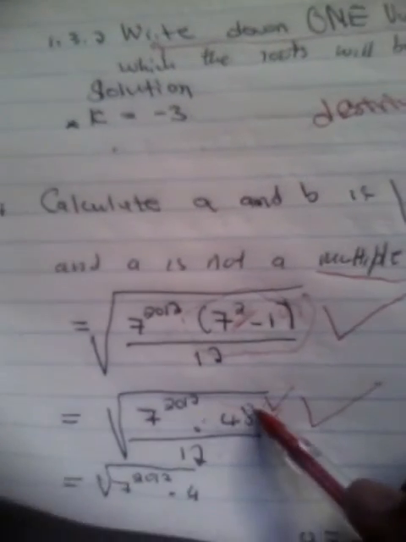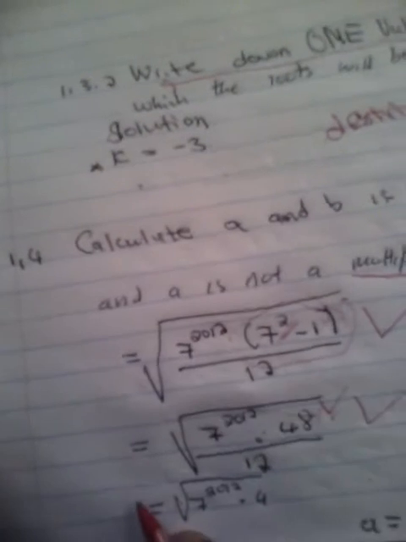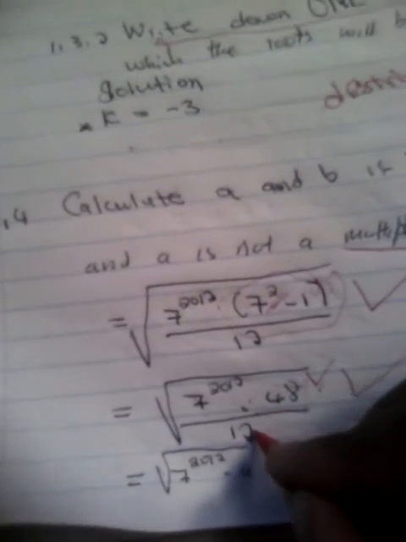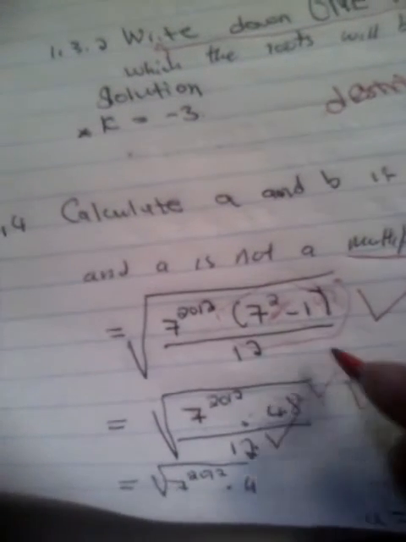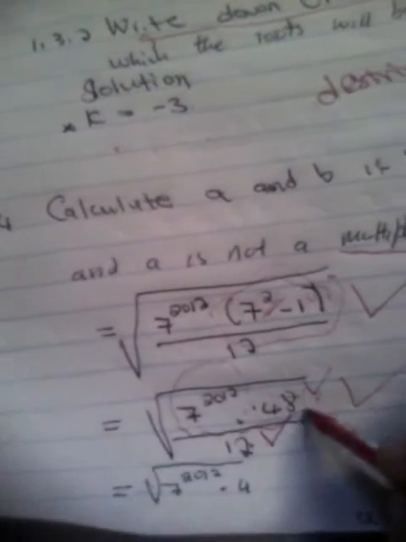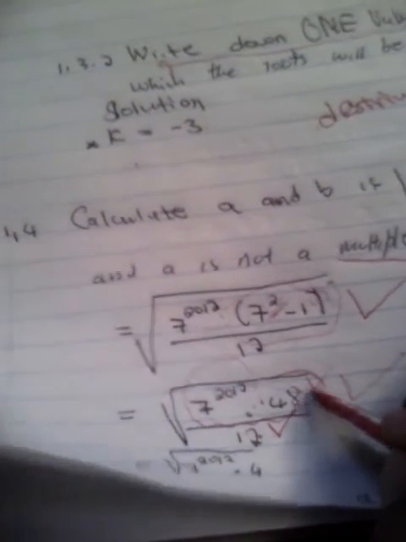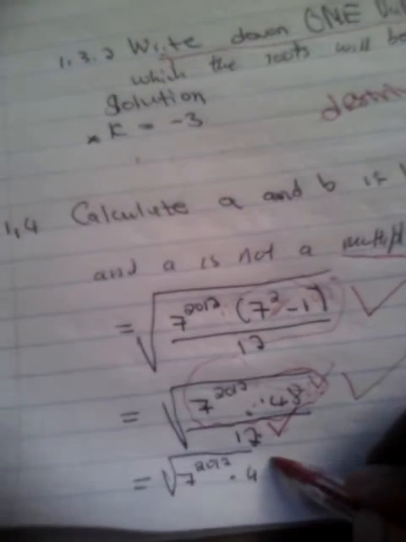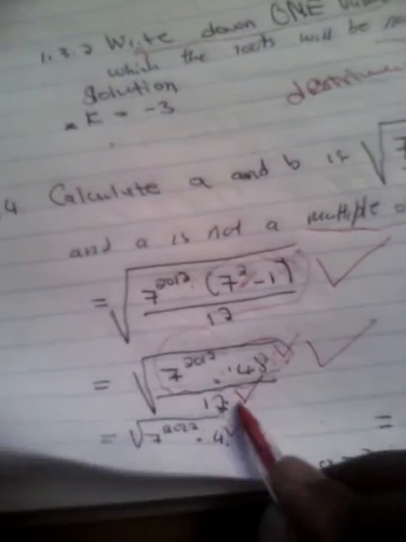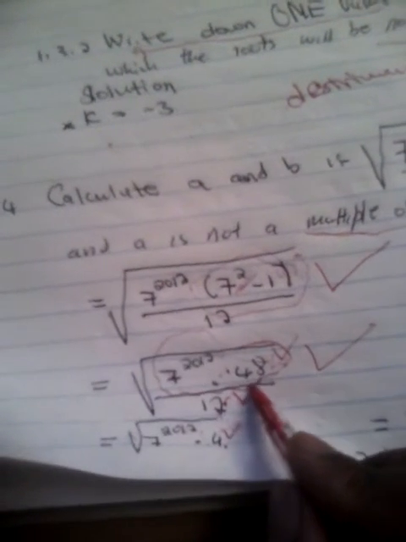Now look at this 12. Ask yourself how many times 12 goes into the 48 in 7 to the power 2012 times 48. It goes 4 times. So you put your solution as 4. Then 7 to the power 2012 times 4. That's your answer. I think it's clear. Therefore 7 to the power 2012 times 4, all under the root.